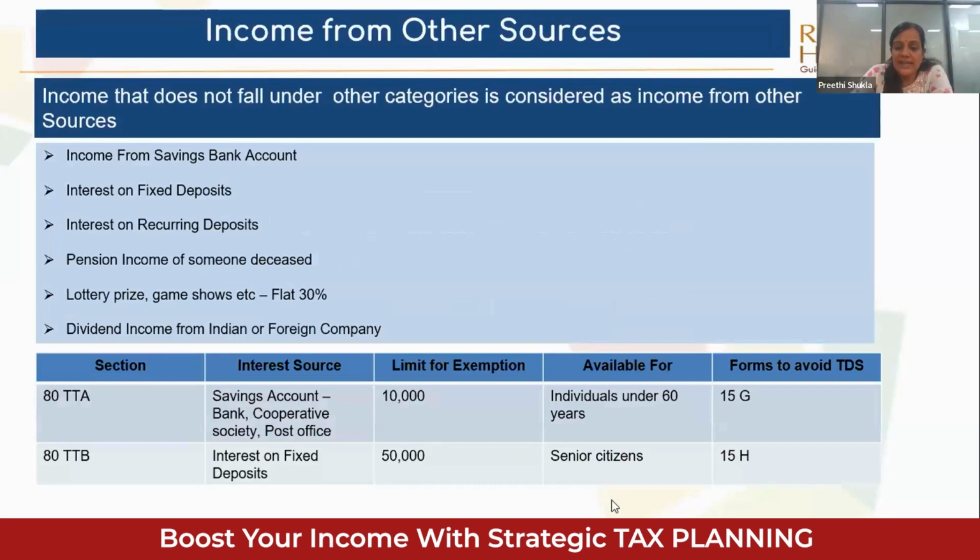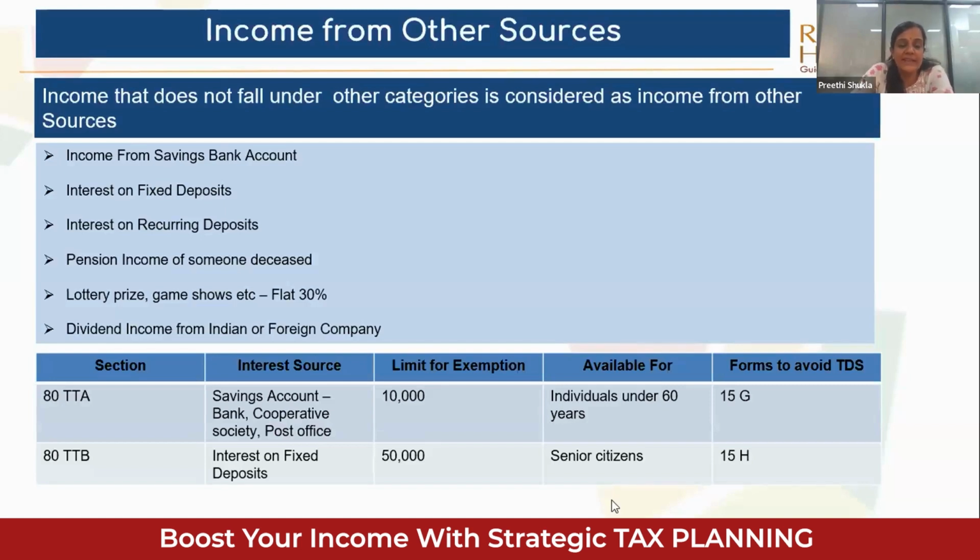The next thing we go to is income from other sources. Whatever does not fall in the other heads, income from house property, business or profession, will come under income from other sources. It's primarily the interest income that you earn on savings bank, FD, or other fixed income products. In case there's prize money, or you won something through game shows or puzzles, the tax rate is a flat 30%. Dividend income also comes as income from other sources.